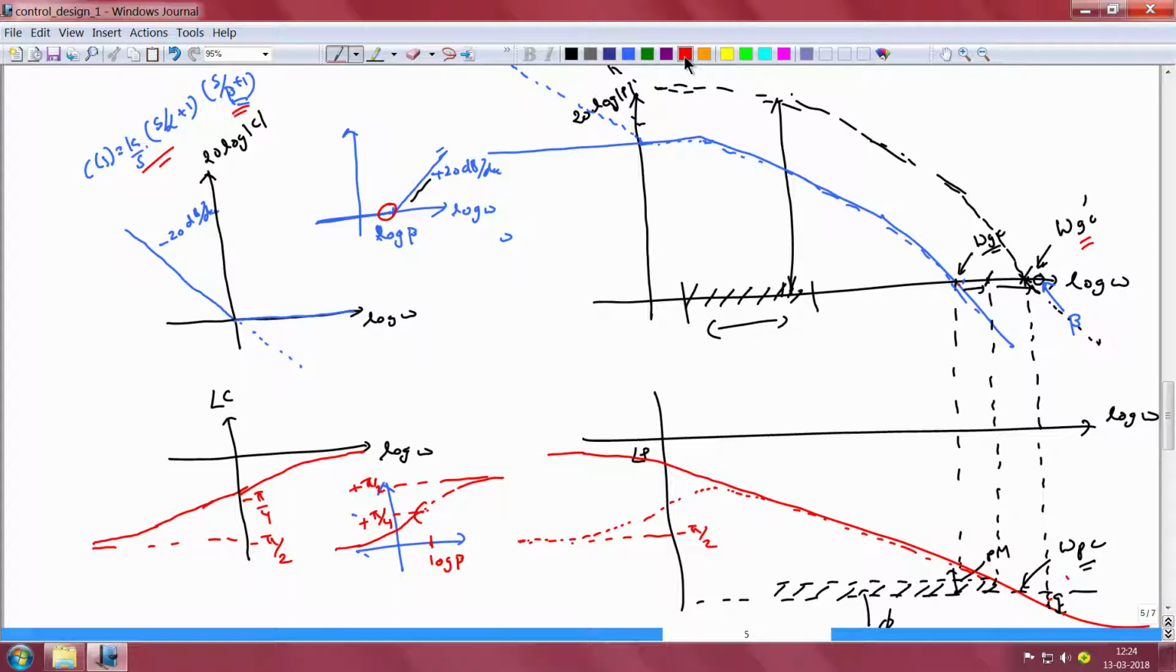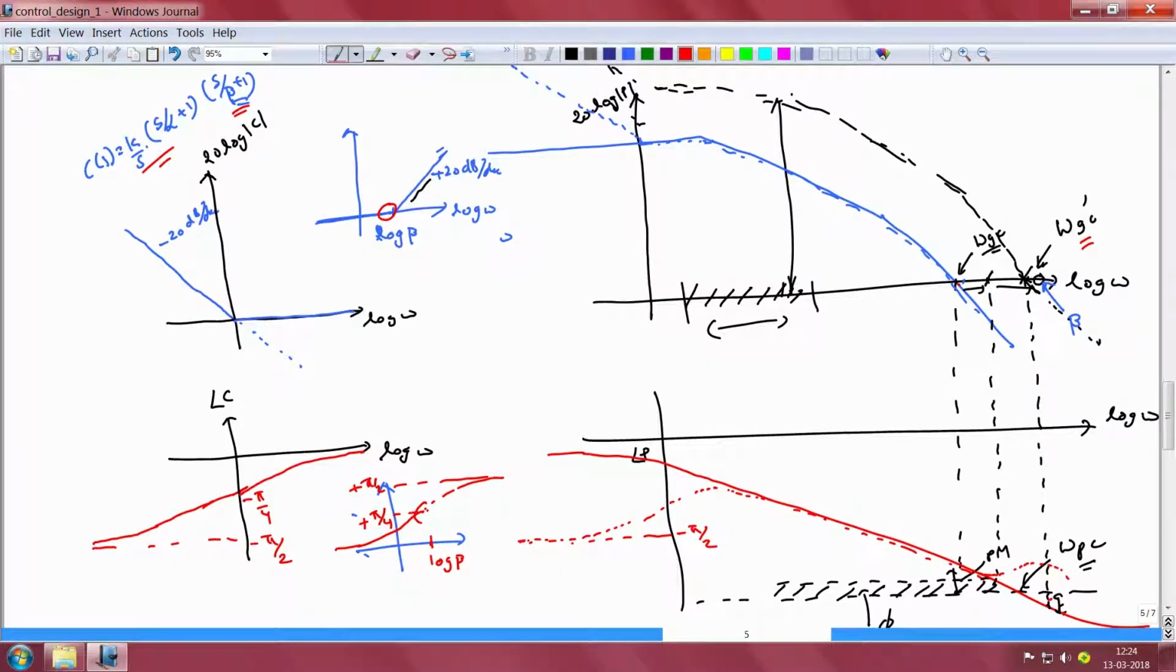We noted that the phase characteristics see an improvement of plus pi by 4 in the vicinity of that location where we have chosen to add the 0, and since we have chosen to add the 0 in the vicinity of our gain crossover frequency, the phase characteristic will shoot up by plus pi by 4 in the vicinity of the gain crossover frequency omega gc prime, and then will continue to shoot up. Ultimately the phase characteristic will be better than that of the original characteristic by an angle of plus pi by 2.